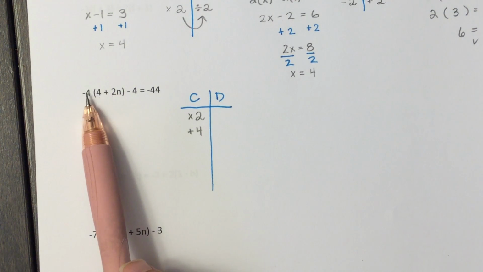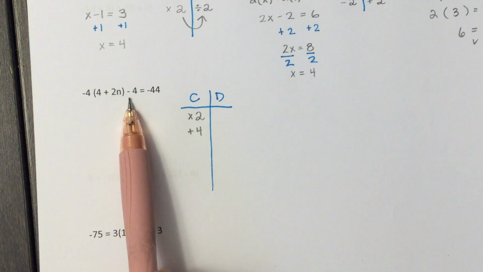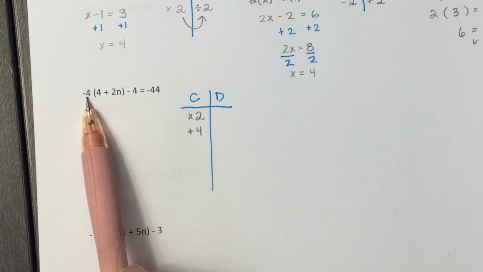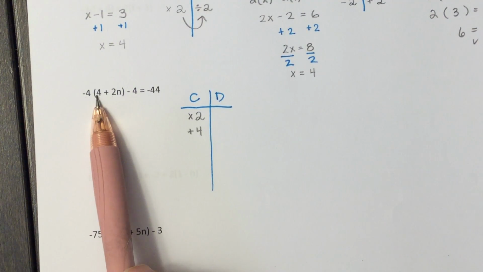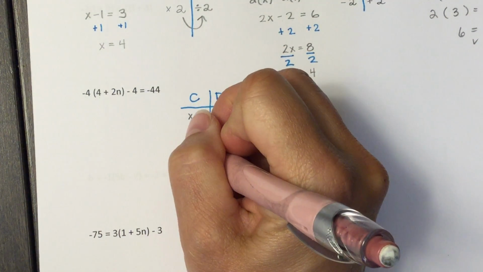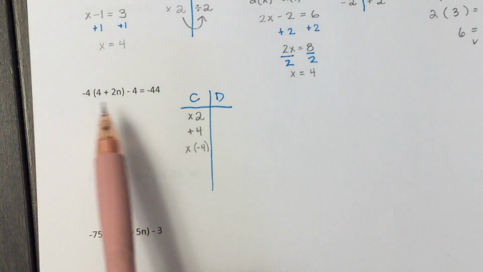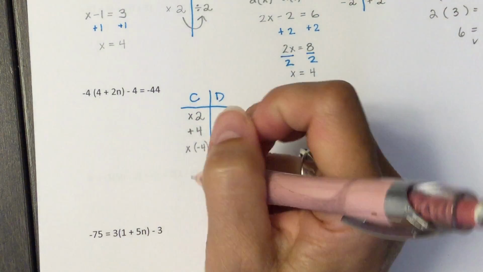This is being multiplied. It's touching, this is not touching. This is a separate operation, so I'm going to do this first. Because this is touching the brackets, that means multiplying. So then it's being multiplied by negative 4. Watch out for that negative. And then the last one, subtracting 4.